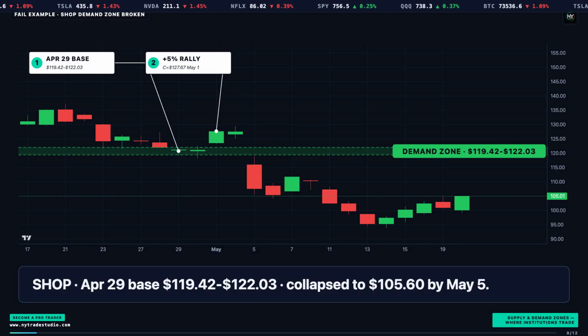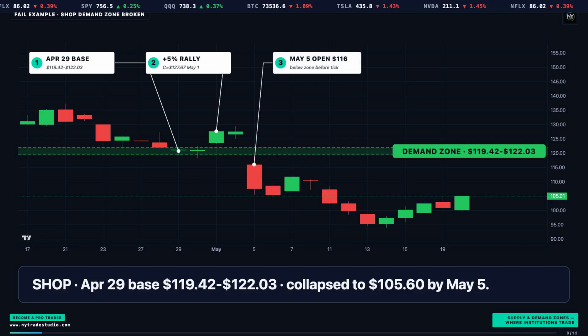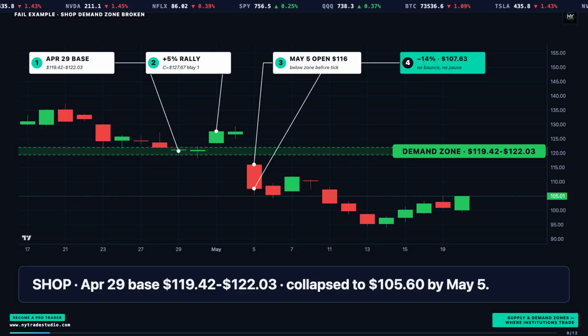But here's what actually happened on May 5th. There was no retest. Shop gapped down and opened at 116, already 3% below the zone before a single trade had executed. Then price dropped straight through the base and closed at 107.63. That's 14% below the base by close. No bounce, no pause, no defense. Catastrophic.